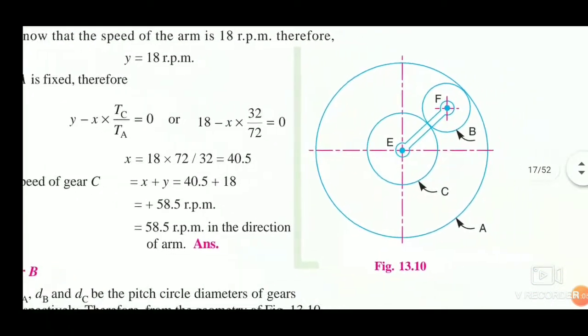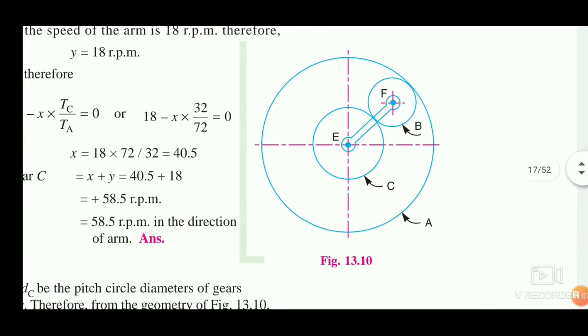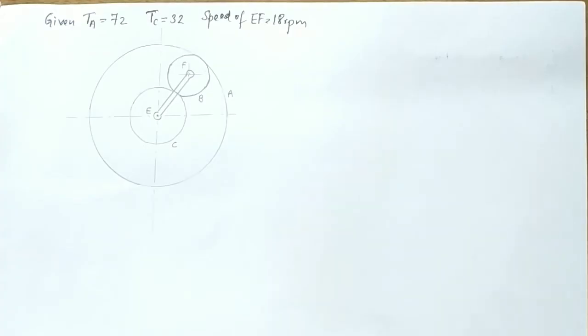You can see the diagram. The diagram will be like this. We can recreate that diagram in the book. So you can see here, you have gear C meshing externally with B, then B is internally meshing with A. So hope the question is clear for you.